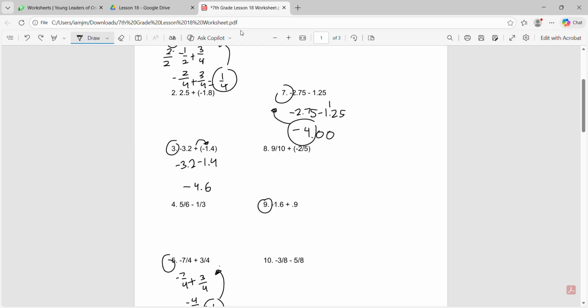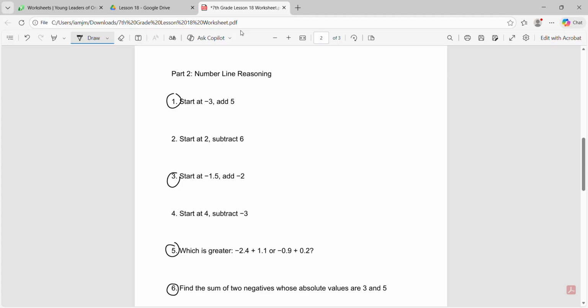-1.6 plus 0.9. This can easily be missed, but this is 0.9, often expressed as just .9. So negative 1.6 plus 0.9. We're adding into a negative number, so we subtract, which gives -0.7. Okay, nice. Moving on to part 2, number 1.